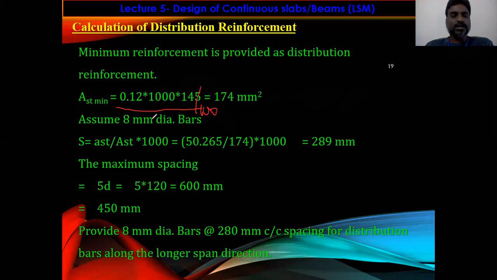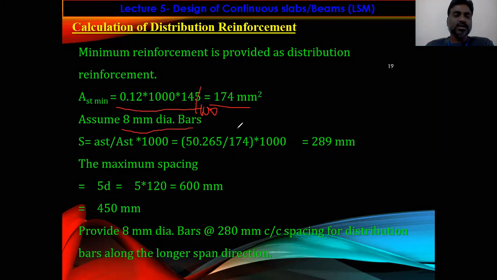It is divided by 100, right? So therefore it is 174 mm square. So same thing, you can assume the diameter of the bar. Here I am assuming 8 mm diameter of the bar. Then spacing required is small a by capital A times 1000, that is 289 mm, right? So therefore, there are some other codal provisions for distribution reinforcement, right?